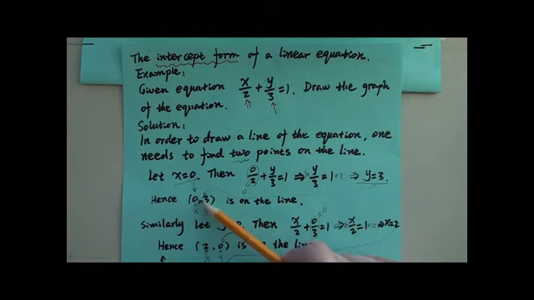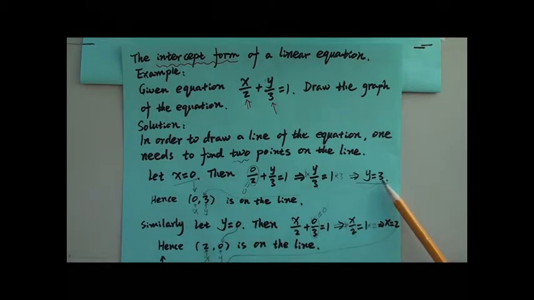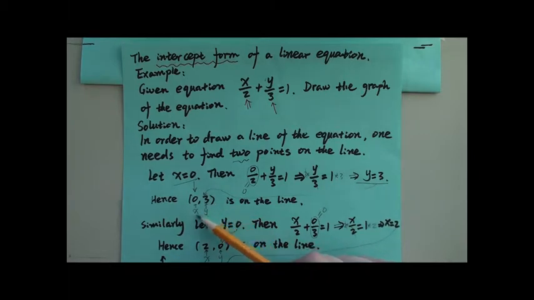So (0, 3): 0 from x, 3 is the value of y. So (x, y) = (0, 3) is on the line. So we only got 1 point thus far.